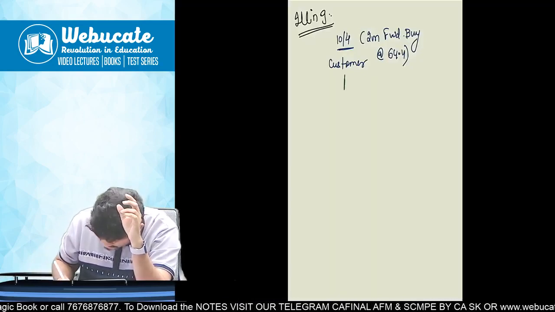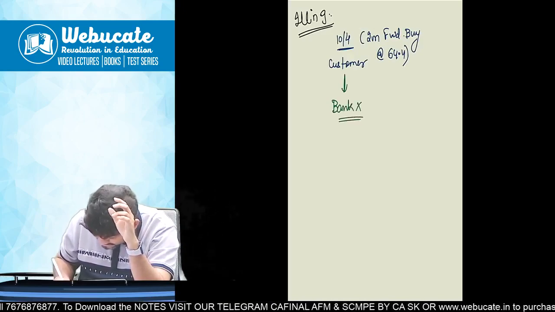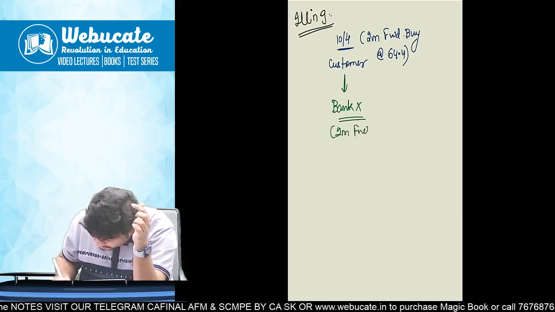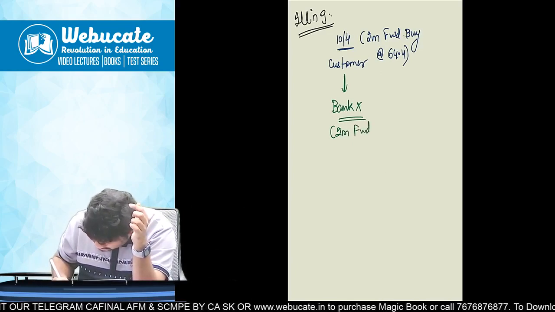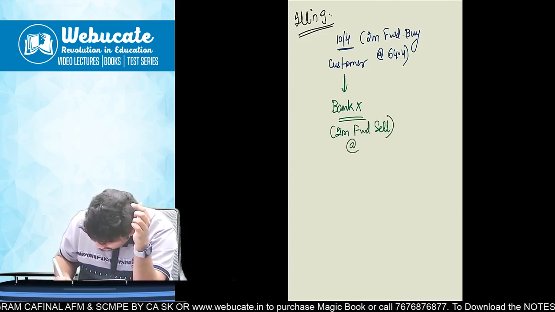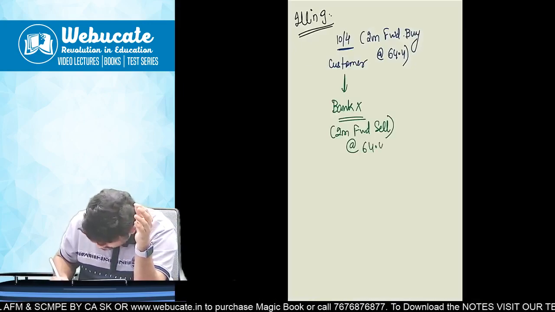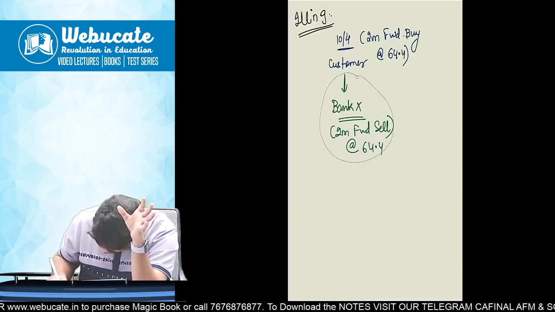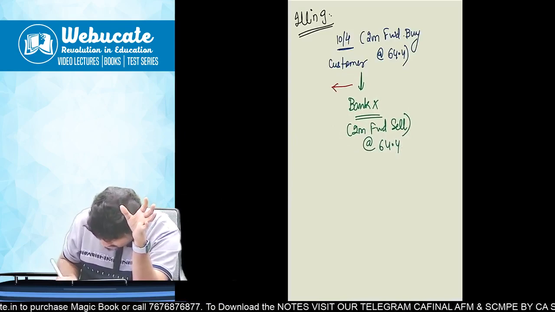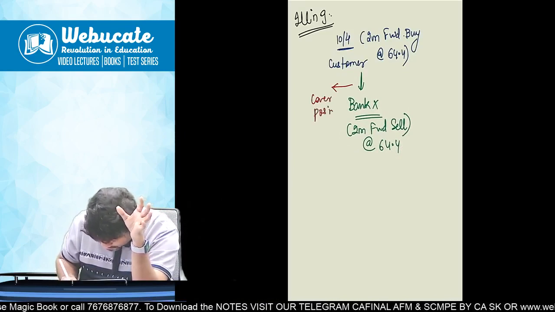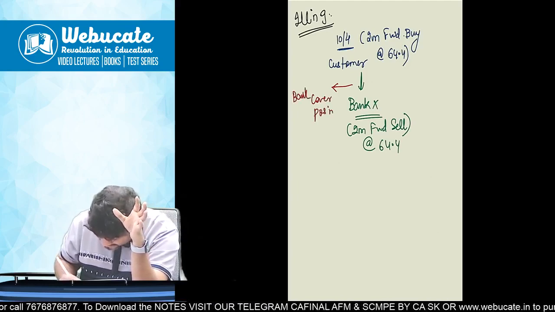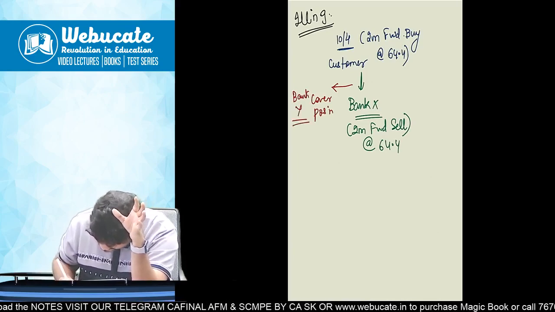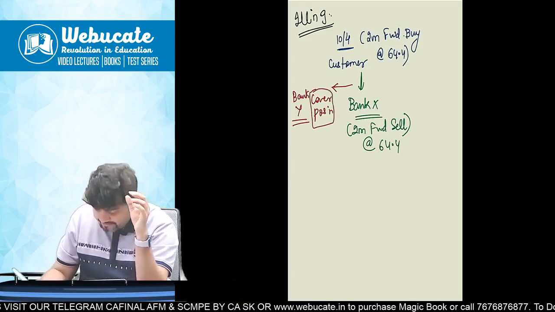Let's write the bank thing also here itself. So there is a bank, let's say bank X. If the customer is taking a 2 month forward buy, this bank is giving a 2 month forward sell at the rate 64.24. And then they have said that the bank is covering itself. So cover the position. Say we are covering the bank position with bank Y.